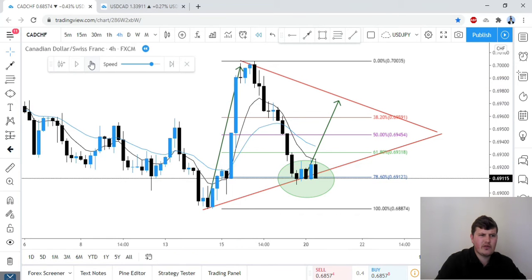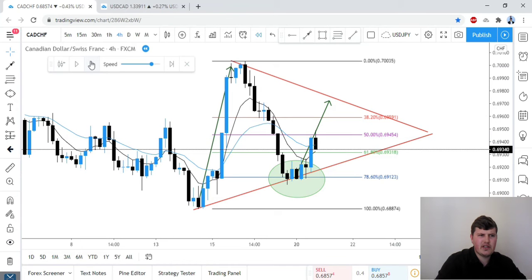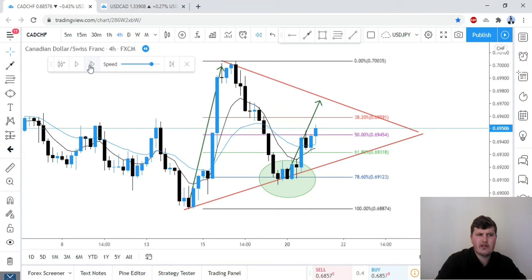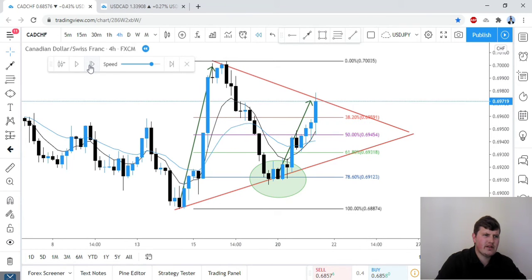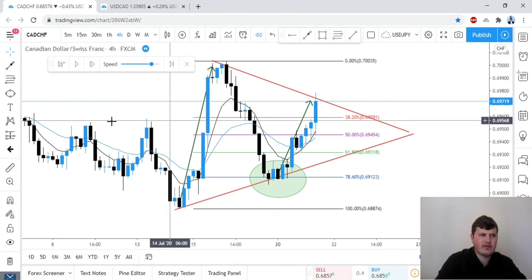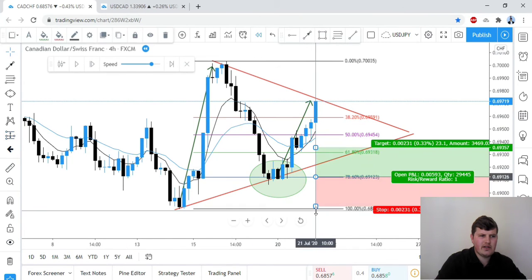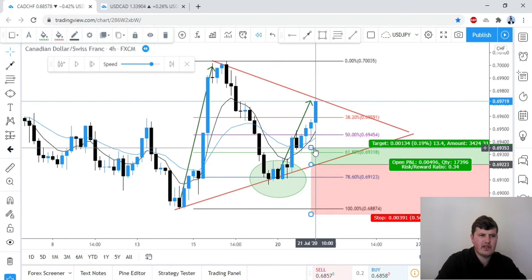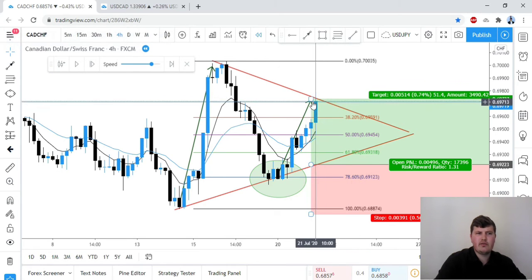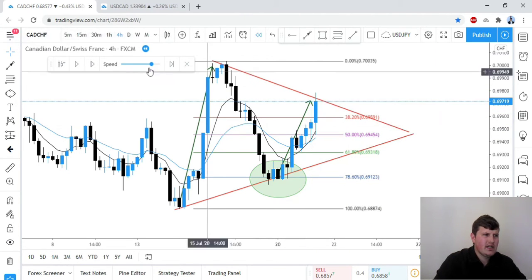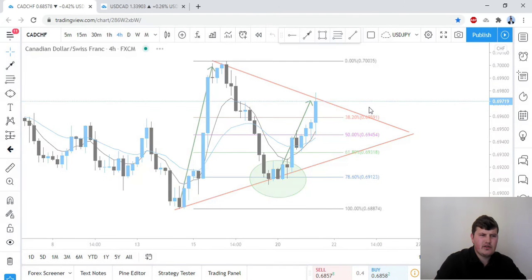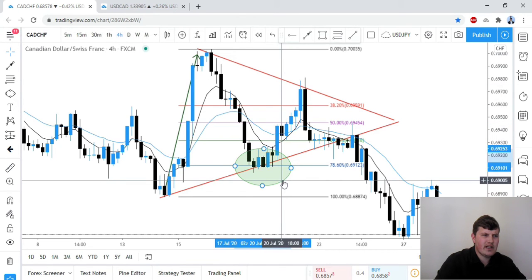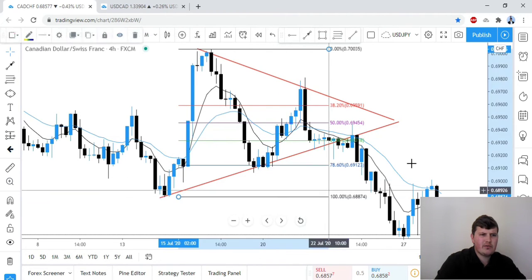So if we just fast forward a bit, as you can see, price made a move higher, it's continuing higher, and there would have been your exit for the trade. Like I said, entry at the bullish engulfing, and then your profit would have been at the top of the triangle. So let's just go to the live trading example now and remove these areas. So that is one example of Fibonacci on the uptrend.